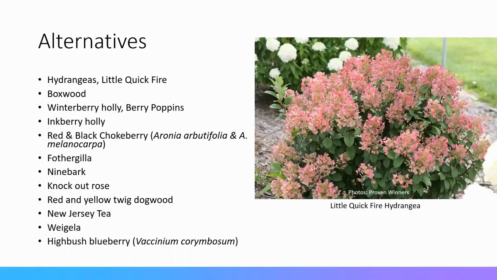And just like our burning bush, we have tons of alternatives out there. So what I actually replaced my Japanese barberry with was hydrangea, little quickfire. It's a nice dwarf shrub. That's what's pictured there on the right side of the screen. And I absolutely loved that one. Easy to take care of, a good performer, nice compact form.